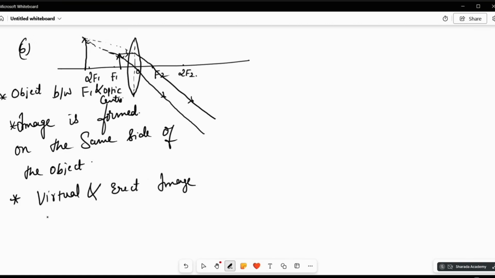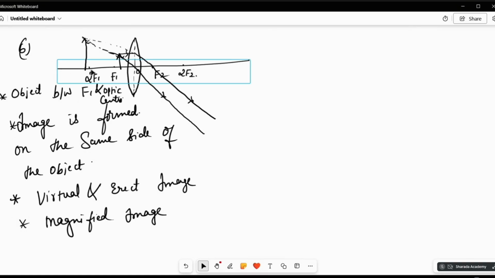Virtual and erect image, and it is a magnified image. One ray parallel to the principal axis, we know, will pass through the focus. Another ray passing through the optic center will go without deviation. So we have considered two types of rays. Here we observe that on the other side of the lens, the rays will not meet. If you extend them, we feel that it is meeting at this point, so the image is formed here. It's a virtual image, and whenever it's virtual, it is erect, and we will get a magnified image.